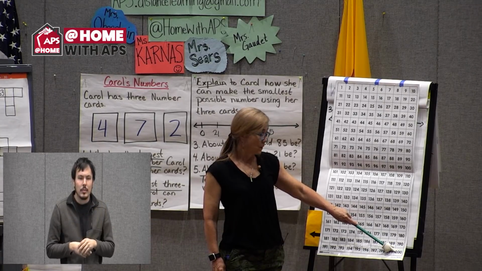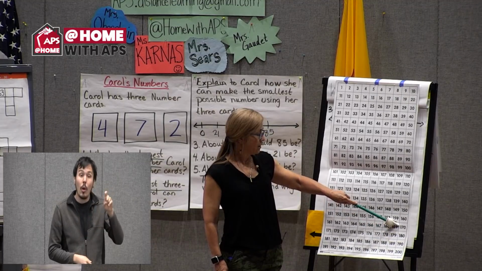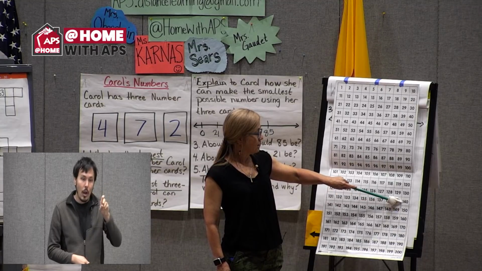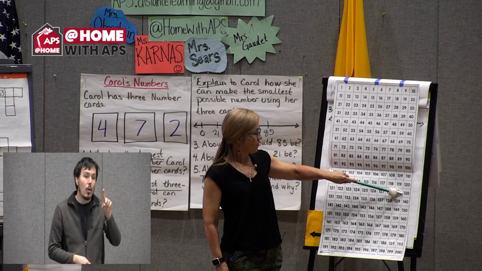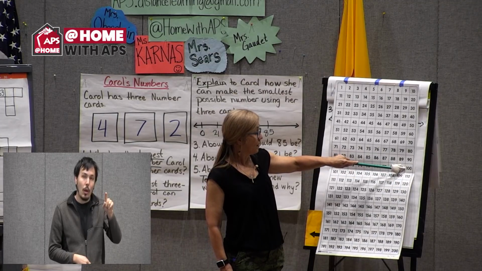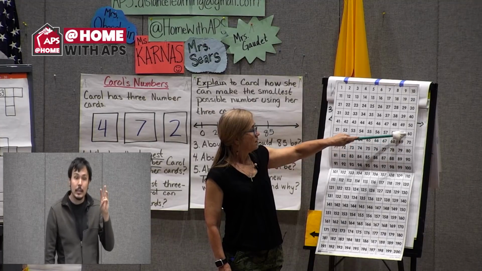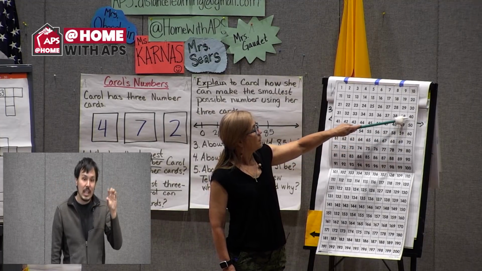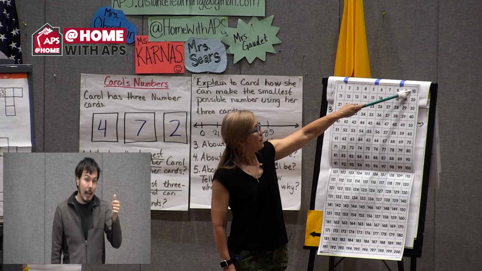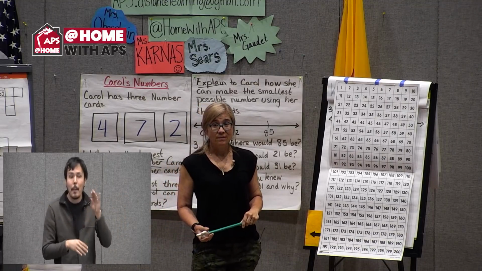Count with me. 200, 190, 180, 170, 160, 150, 140, 130, 120, 110, 100, 90, 80, 70, 60, 50, 40, 30, 20, 10. We can also count by tens, but start at different numbers.